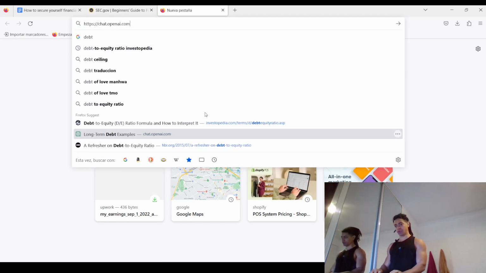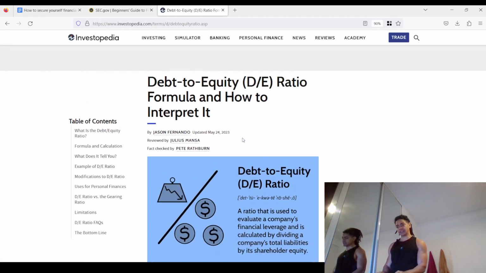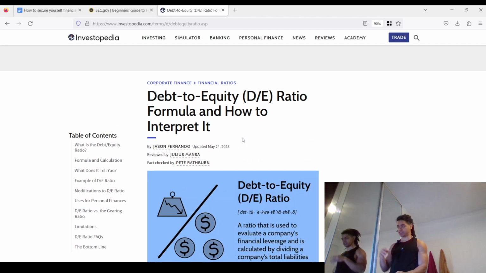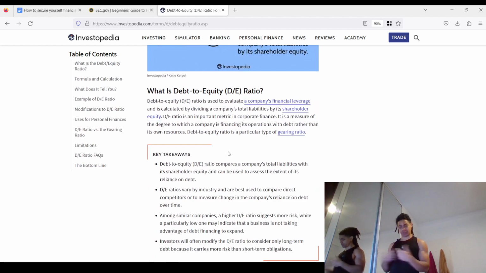When I look at debt to equity, or in Spanish, deuda capital, right? This formula takes the total amount of liabilities and divides it by the amount of equity. Investors often modify this D/E ratio and consider only long-term liabilities or long-term debt, because it carries more risk than short-term obligations.